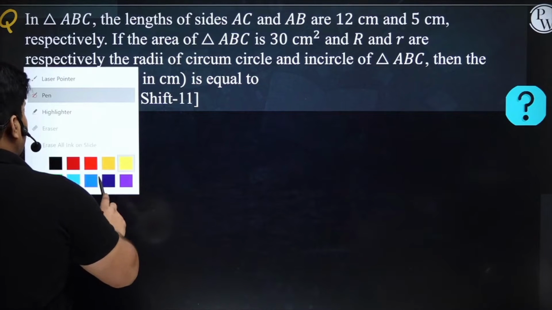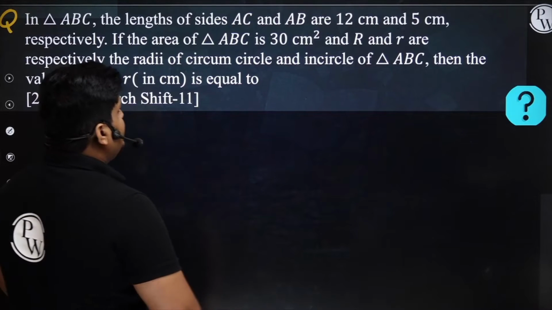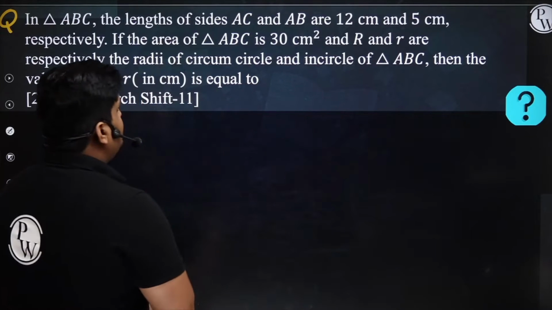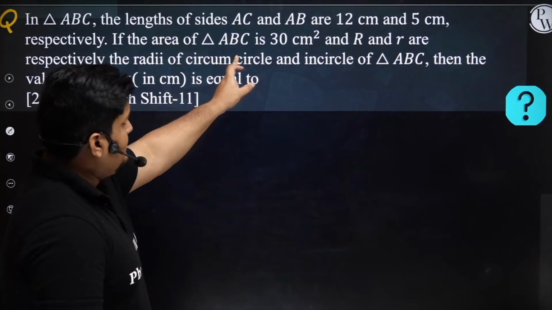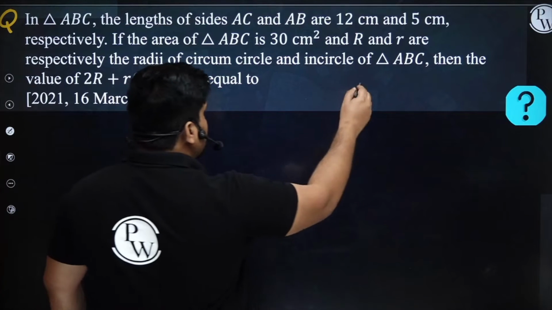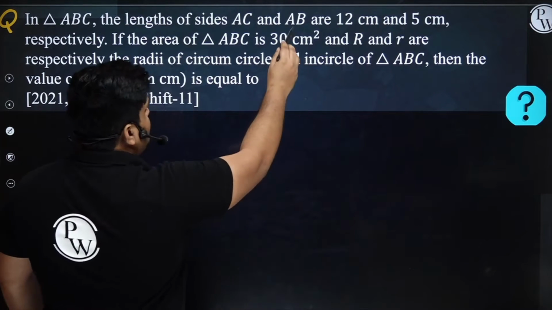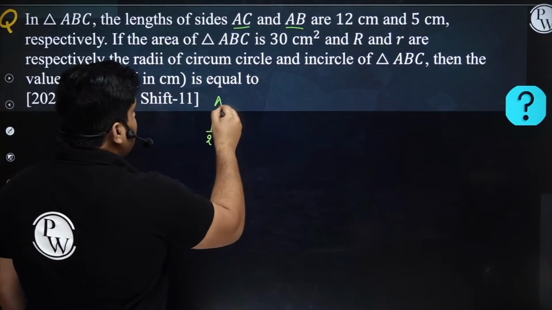So the question is, in triangle ABC, the lengths of sides AC and AB are 12 and 5 centimeters. If the area of triangle ABC is 30, so AB and AC, what can we write? Half of, delta is given as 30.